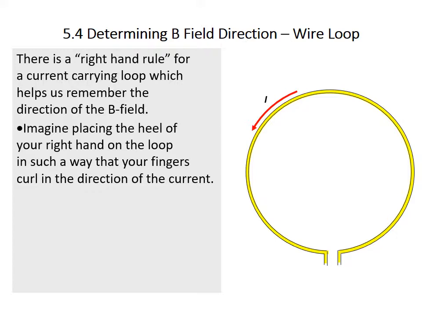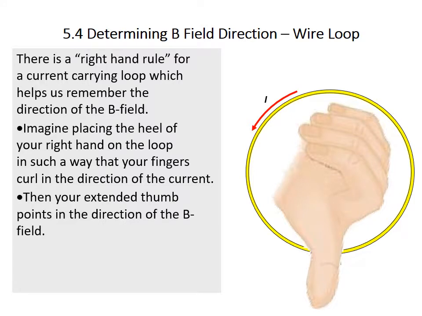So right now I have my right hand, the right hand side of my right hand, facing down towards the page, or facing away from me. My fingers are curling in the direction of this red arrow, and my thumb is pointing up, back out, pointing towards me. I know this picture is not represented very well, but it's really hard to show 3D on a 2D plane. My extended thumb, your extended thumb, pointing at you, is in the direction of the B field.